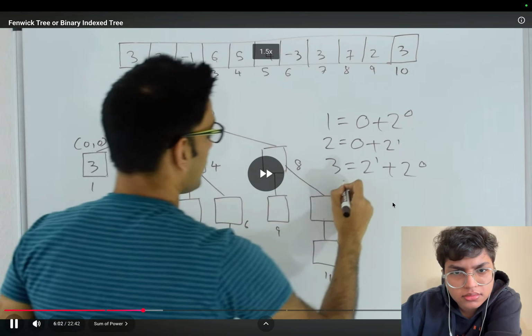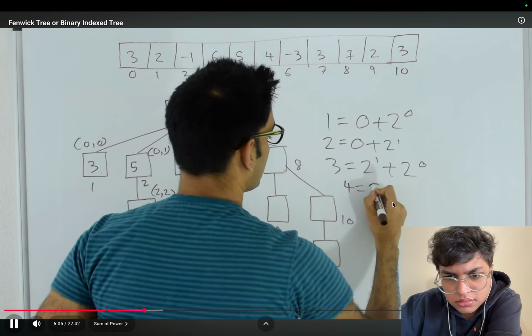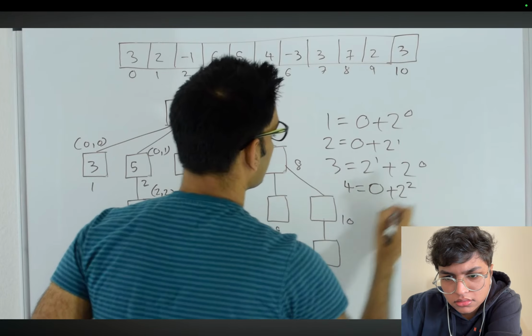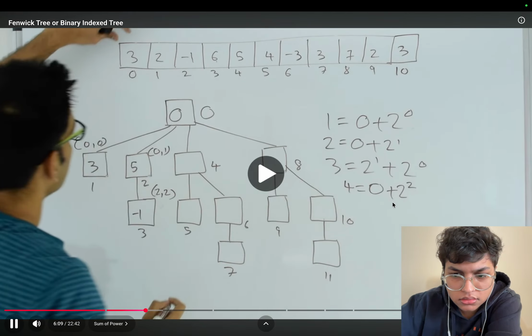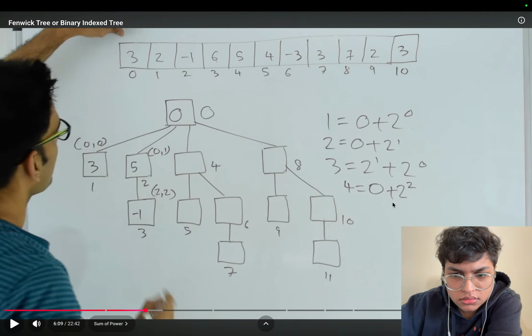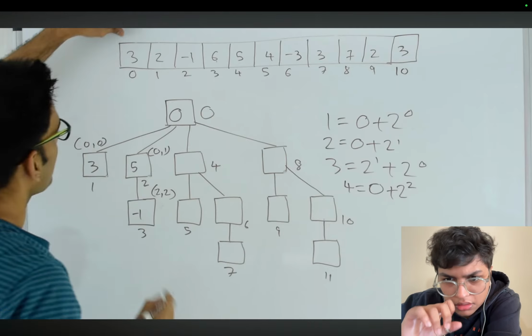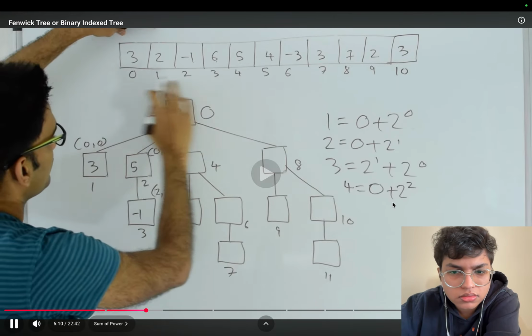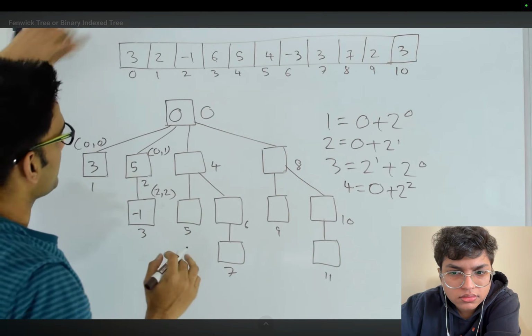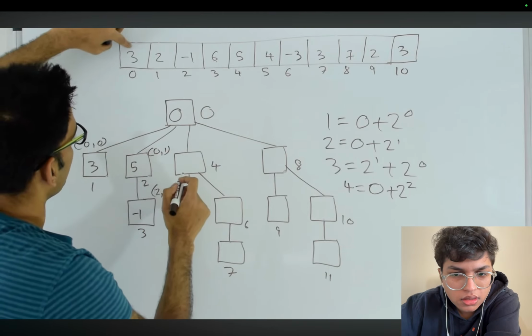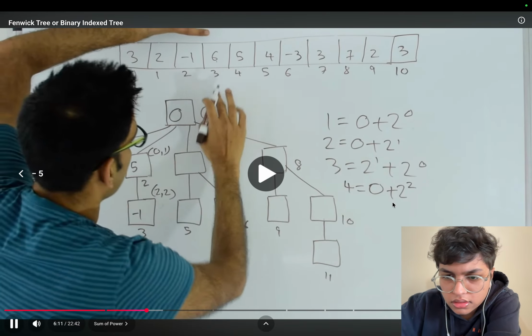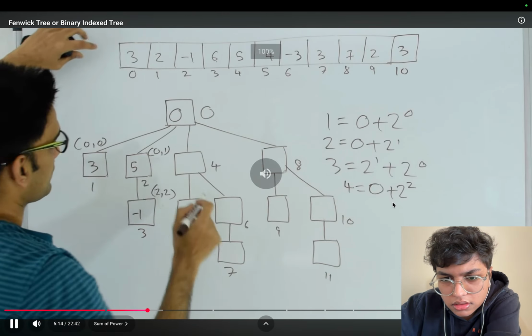4. 4 is 0 plus 2 raised to 2. So starting from 0, the sum of next four elements will be stored at 4. So 3 plus 2 is 5. 5 minus 1.